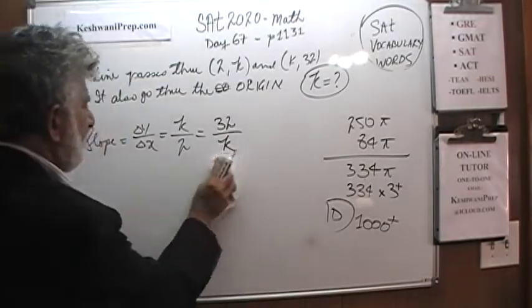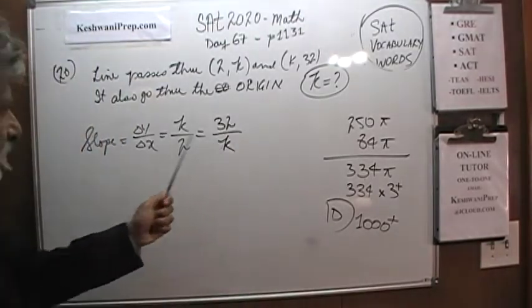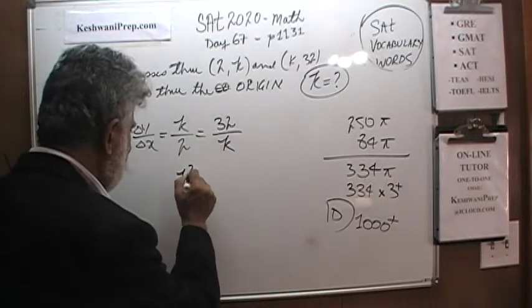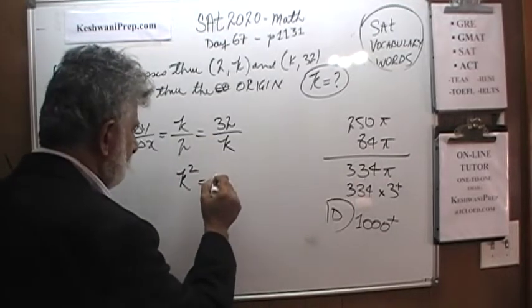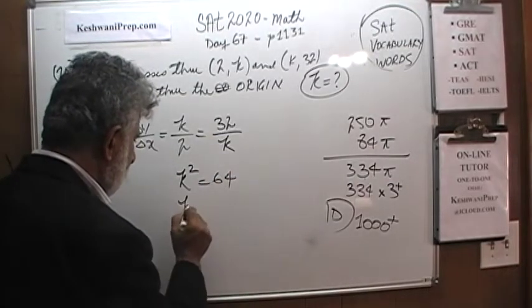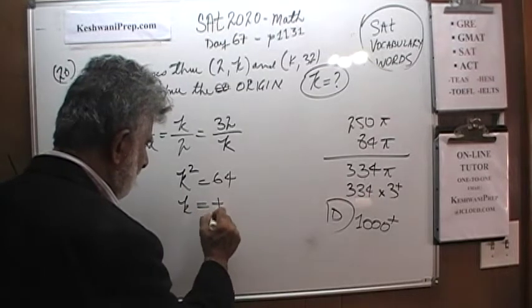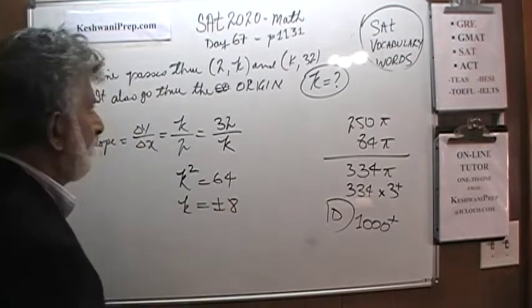And we just solve this simple equation for k. k times k is k squared, and 2 times 32 is 64. Therefore, k has to be either positive 8 or negative 8.